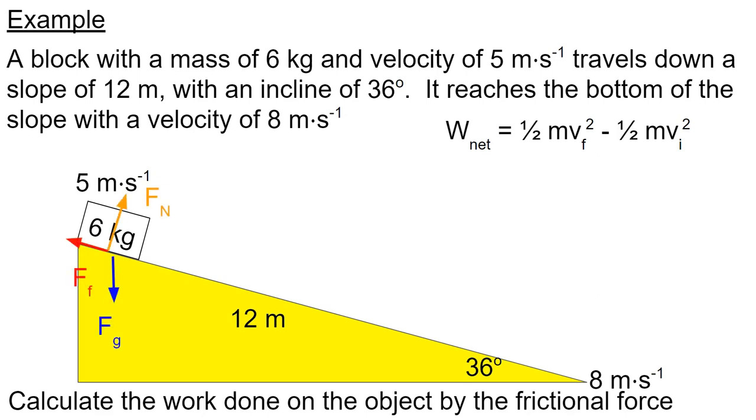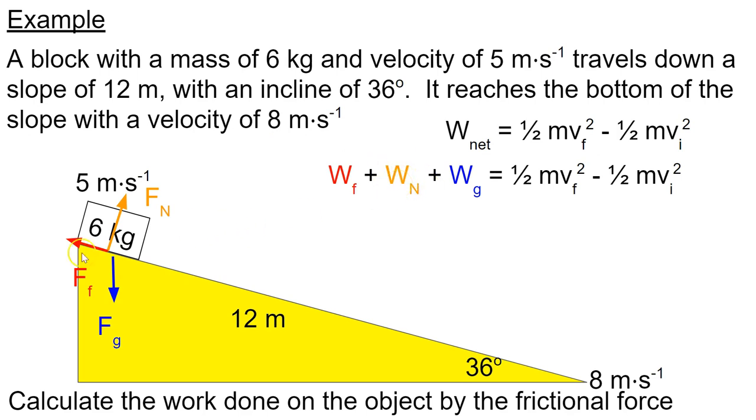So let's just quickly identify all the forces acting on this object. Well, there's no applied force going downhill. It's only the gravitational force, the frictional force, as well as the normal force. So we know that the work done by each of these will equal the change in kinetic energy. But now we also know that the amount of work done by the normal force is going to be 0.